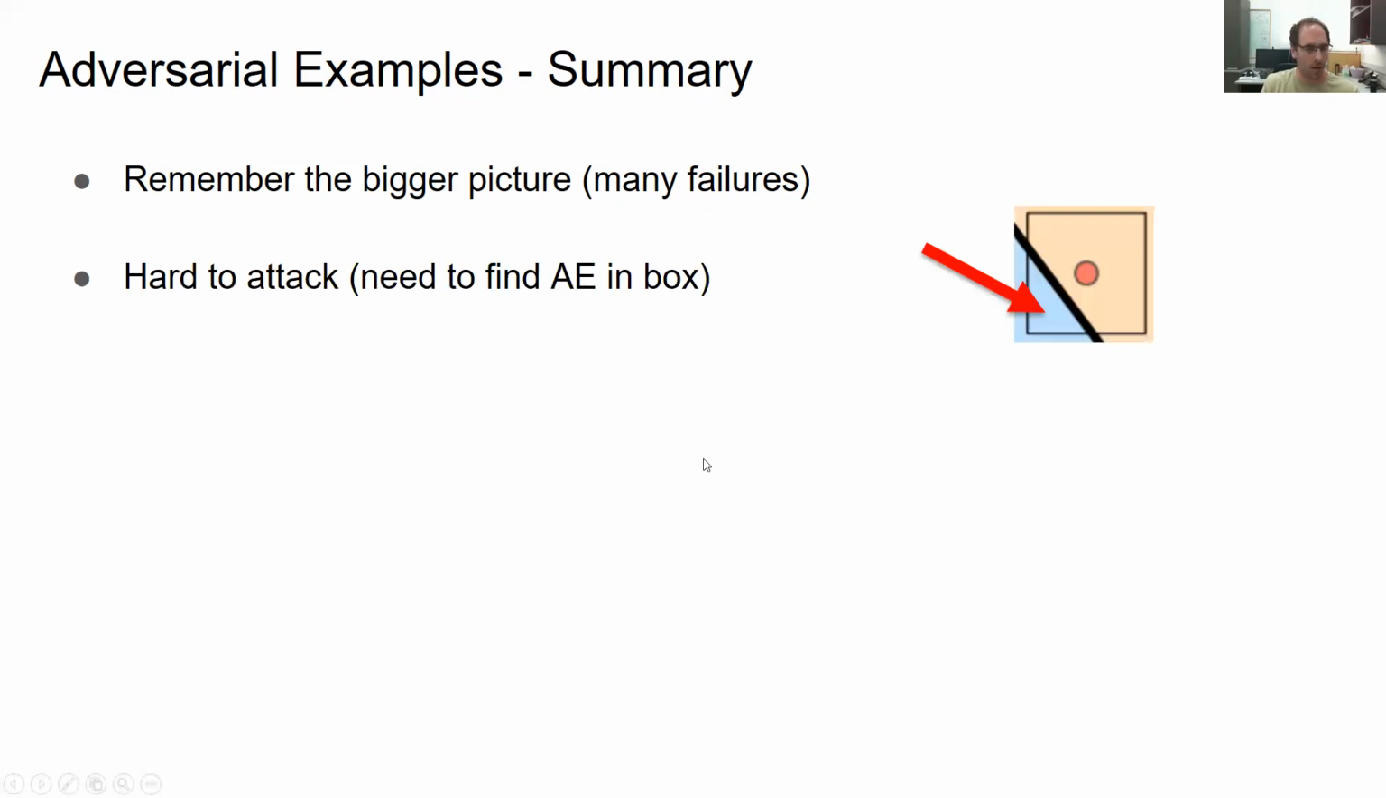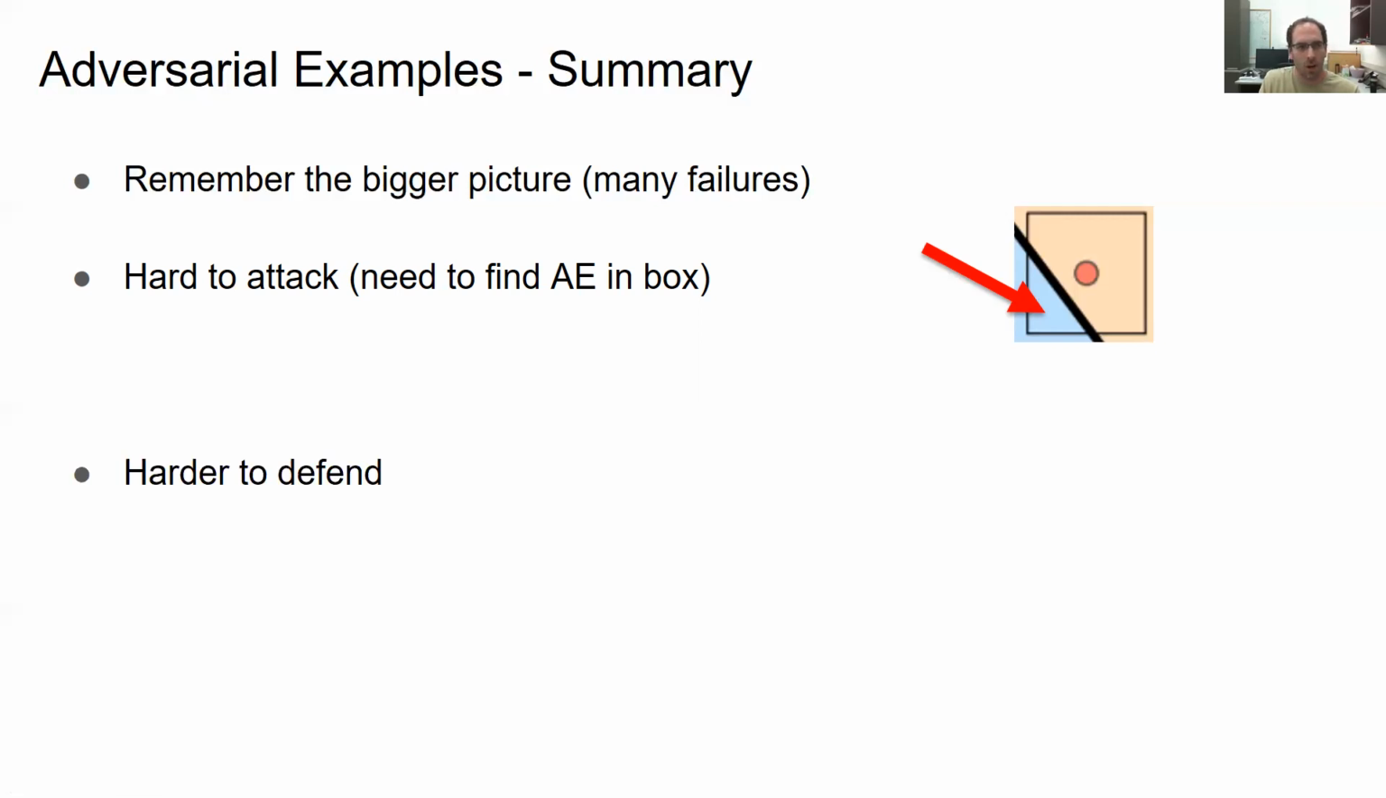Remember, it's hard to attack. You need to find an adversarial example in the box. We've seen FGSM, we've seen PGD, but who knows? If you ran PGD on your image and you got another image, you fed it to the classifier and still it was correct, does it mean that there is no adversarial example there? You don't know. You only used one attack. Maybe another attack would find some other adversarial example in this box.